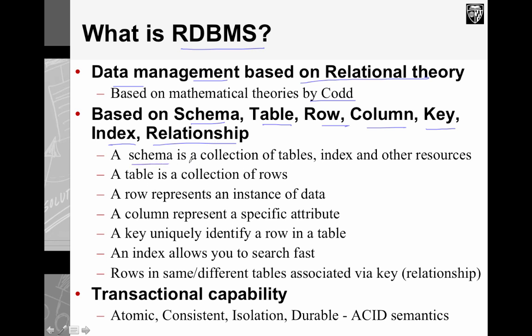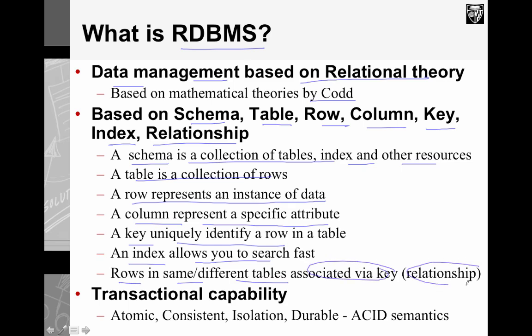So a schema is really a collection of tables, index, and other resources. A table is a collection of rows. A row is a collection of data, which is really columns. The columns are the ones that hold a specific value. A key uniquely identifies a row in a table. An index allows you to search really fast. And rows within the same table or different tables, when they are associated via a key, it forms relationship. And that's one of the key aspects of relational databases, and that's why we have R in RDBMS systems.